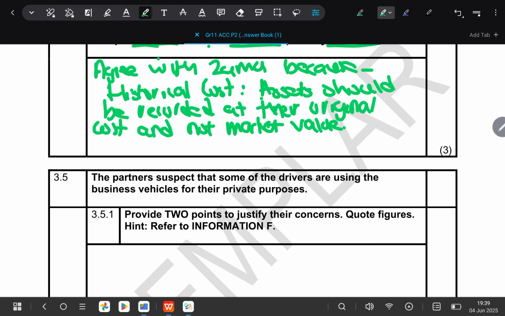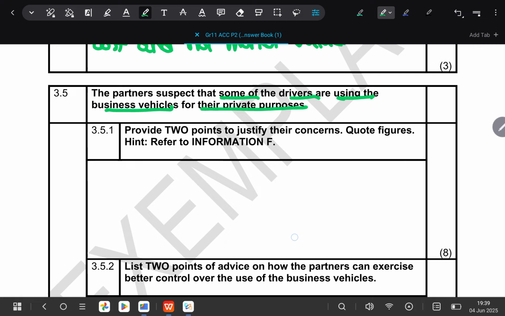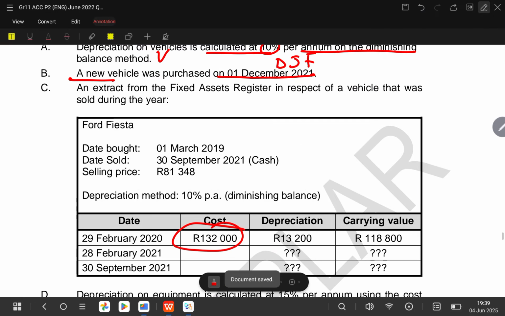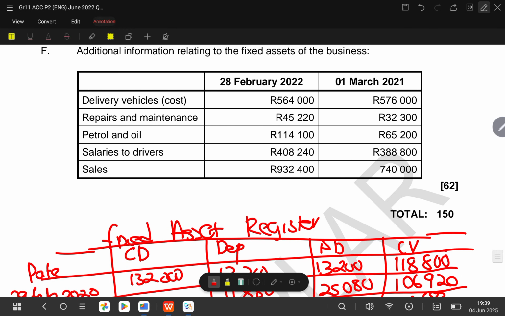Next question, they are saying that the partners suspect that some of the drivers are using their business vehicles for their private purposes. So they say provide 2 points to justify their concerns. Quote figures, hint, refer to information F. So let's check information F, what is happening. When you look at information F, remember they said they are suspecting that these drivers are using these vehicles for their personal use. So when you look at this, you can simply look at our fuel, petrol and oil cost.